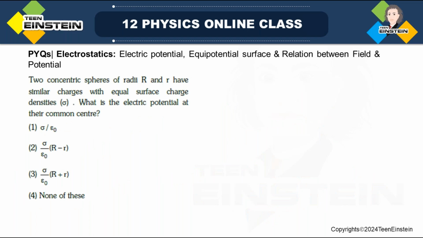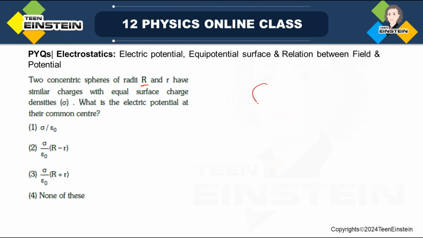Now this question is looking a little tricky. Let us see. Two concentric spheres of radius small r and capital R have similar charges, meaning the nature of the charge is similar, positive or negative, with equal surface charge density. Both have the same surface charge density. What is the electric potential at the common center?